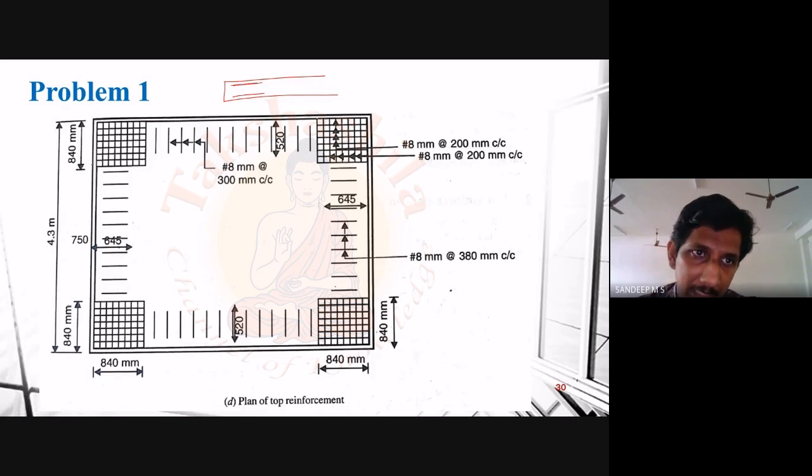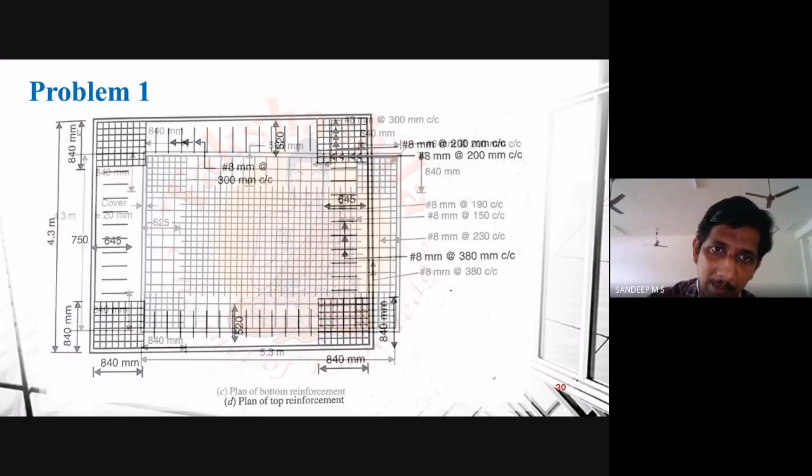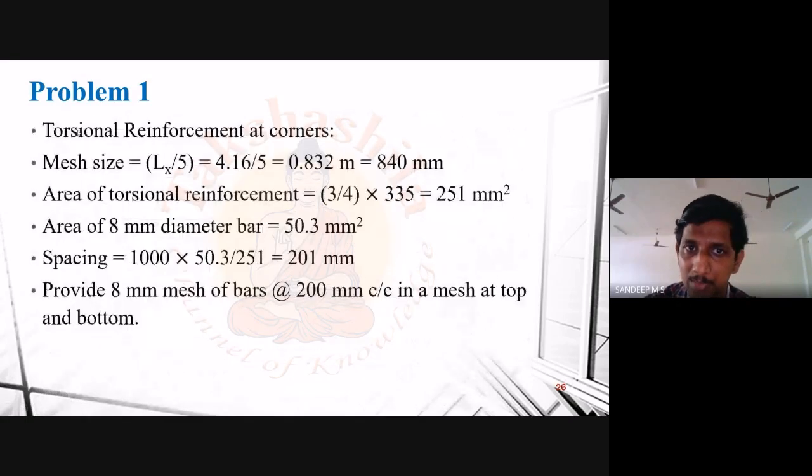And this dimension, this 840, corresponding to what? How can we find that value? The length through which this reinforcement must be extended is shorter distance by 5. That is what is mentioned in the code. So you just calculate the value corresponding to shorter distance, that is Lx by 5. In this case it is coming as 840.